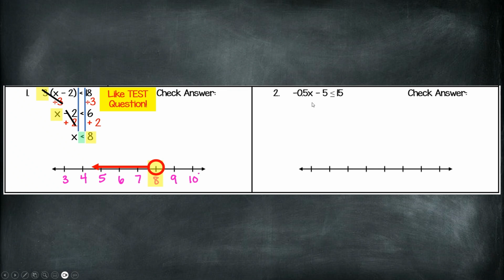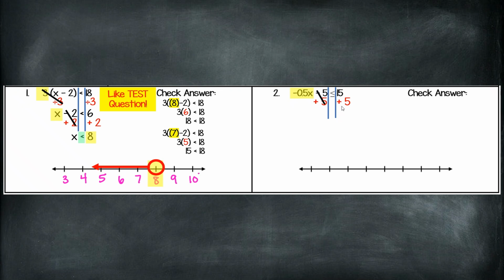All right, one more example. You can also check your answer, but I want to move on to this next example, number 2. So we have negative 0.5x minus 5 is less than or equal to 15. So the first thing we're going to do is move our constant. So we have to add 5 to both sides.